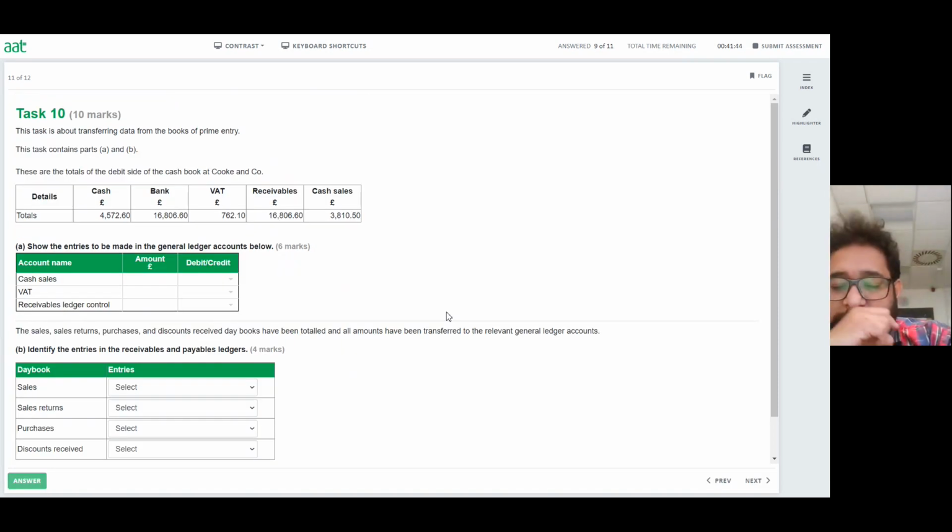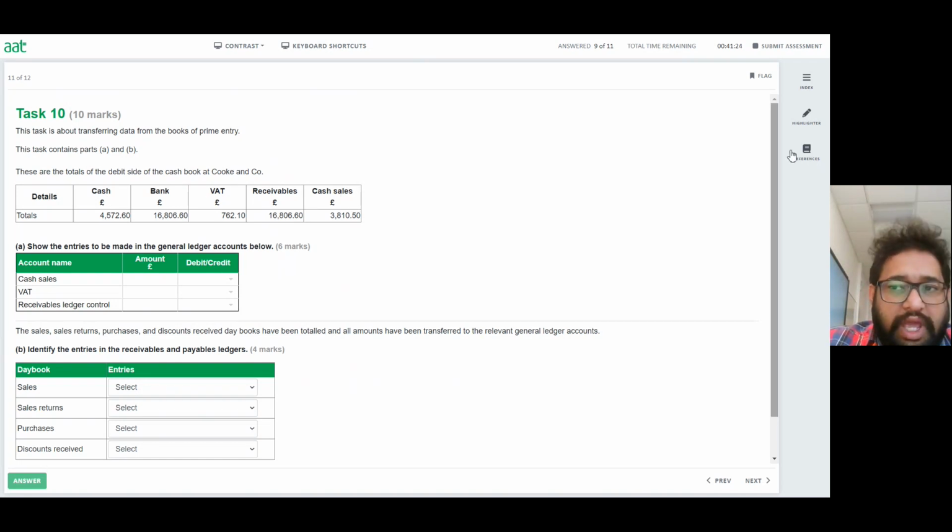Now, let's look at task number 10. Task number 10 is also for books of prime entry. So they're giving you the totals of the debit side of the cash book at Cookie and Co. They have said here, the cash book, these are the two main columns and these are the analysis columns.